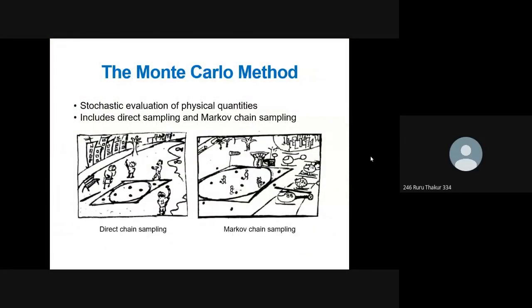So what exactly is the Monte Carlo method? When we talk about the Monte Carlo method, it is a broad classification of computational algorithms that entail the stochastic evaluation of physical quantities by using random numbers. It involves repeated random sampling. The Monte Carlo method includes both direct sampling and Markov chain sampling.